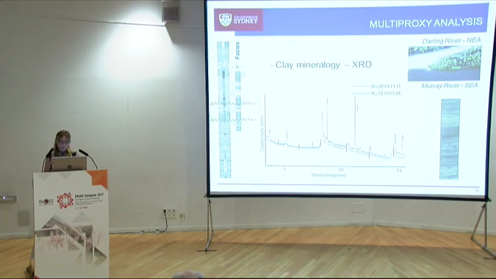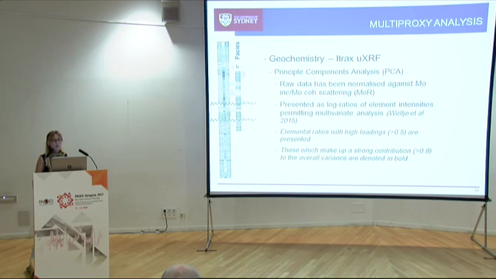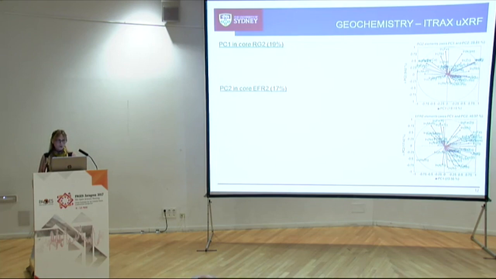We undertook geochemical analysis using ITRAX XRF and principal components analysis. And just a quick note here on the data treatment, the raw data was normalised against the molybdenum incoherent and coherent scattering and is presented here as log ratios of element intensities, which permits the multivariate analysis. So principal component 1 in core RG2 and PC2 in core East Front Road best captured the detrital signal that we saw, representing over 19 and 17% of the total variability.